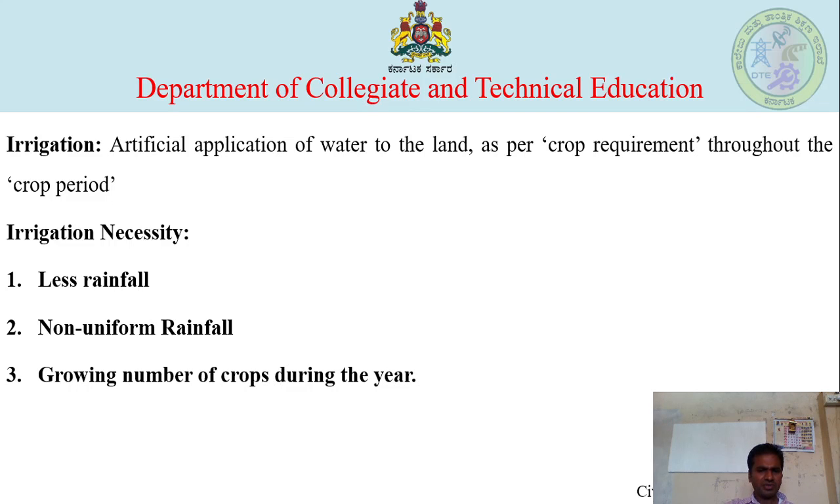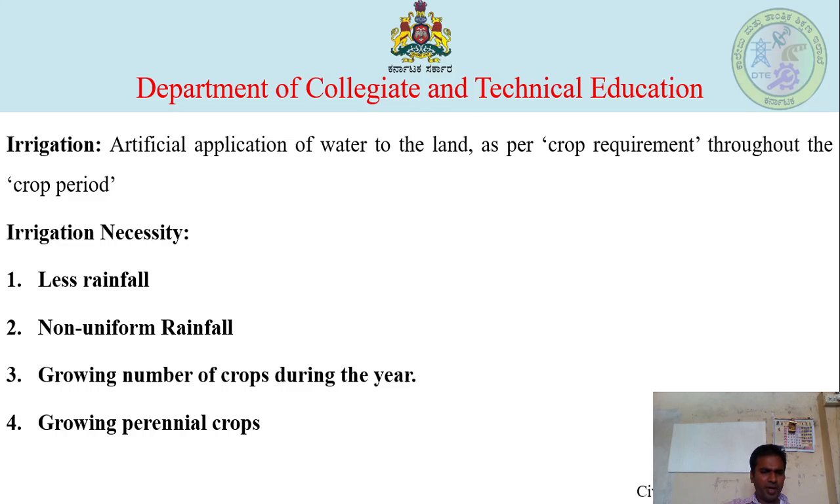Growing number of crops during the year. The rainfall in an area may be sufficient to raise only one type of crop during the rainy season, that is the Kharif season, for which no irrigation is required. However, with the provision of irrigation facilities in the area, crops may be raised in the dry season also, that is in the Rabi season.